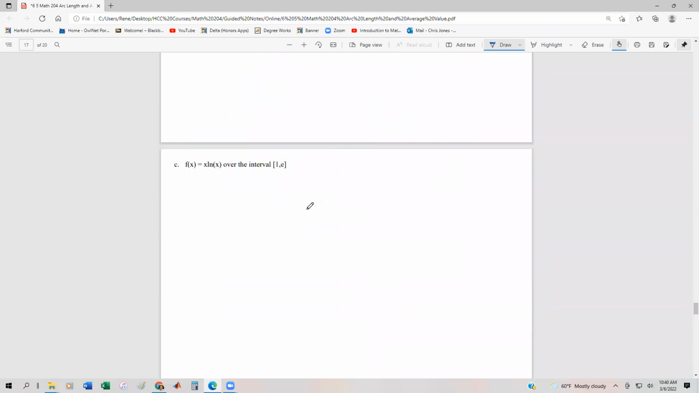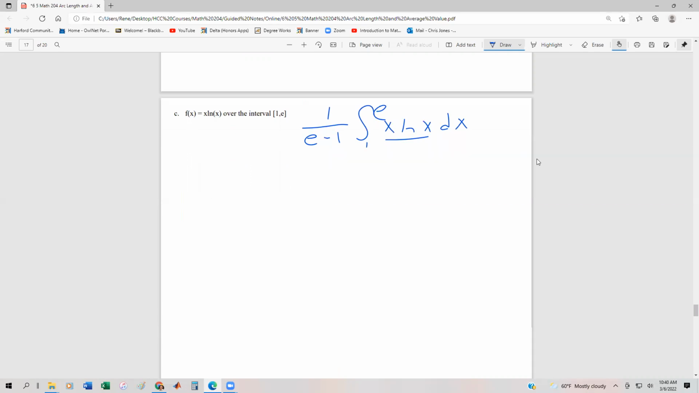One more example is that we have x ln x over the interval from 1 to e. So this time we have a transcendental function, not an algebraic one, but no big deal. So we're going to set this up: 1 over e minus 1, integral from 1 to e of x ln x dx. Now, unfortunately, to be able to evaluate this integral, we're going to have to use integration by parts. And remember our formula, uv minus the integral of v du.